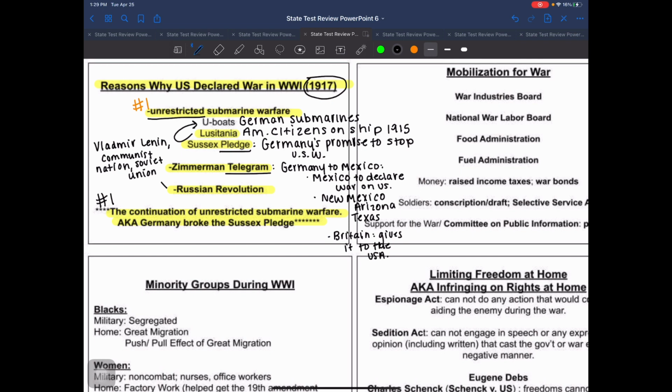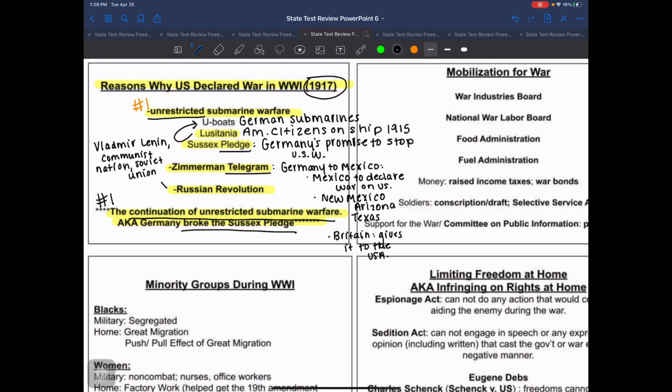Another reason why this is going to encourage our involvement is because this weakens the Allies. They're kind of one man down. But the number one reason we get involved is because Germany breaks the Sussex Pledge. They continue, right here it says the continuation of unrestricted submarine warfare.